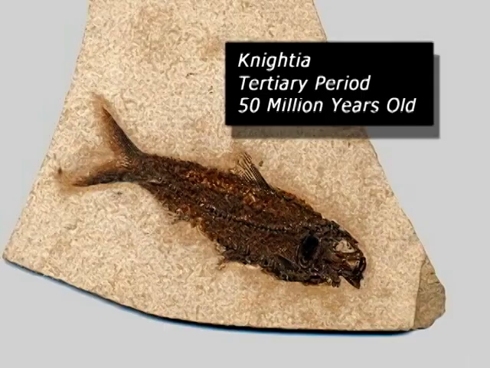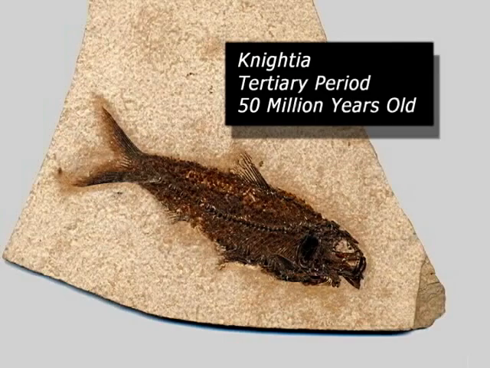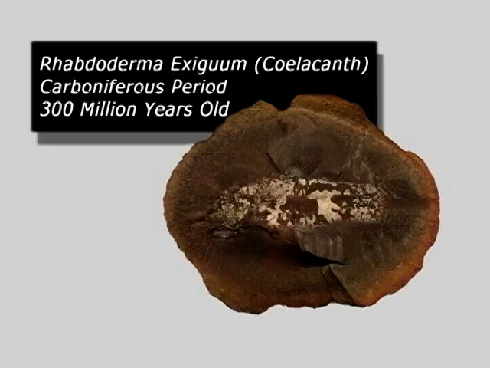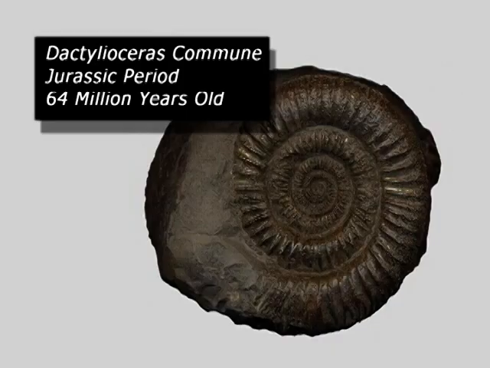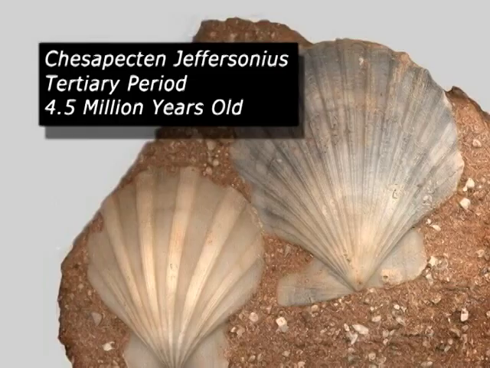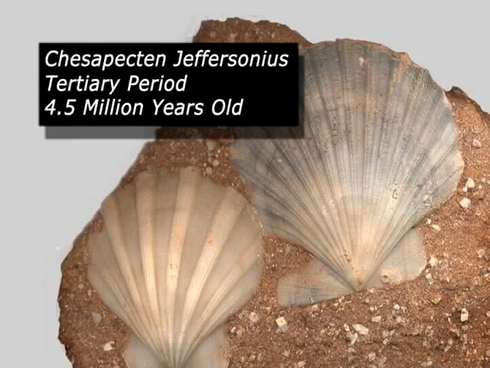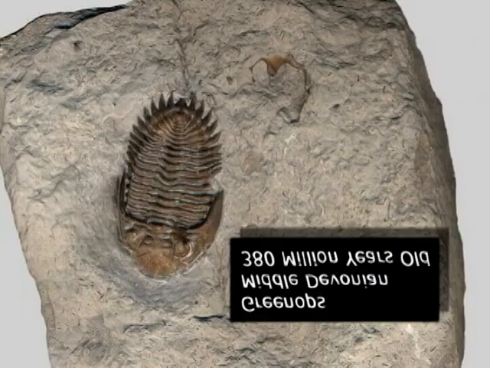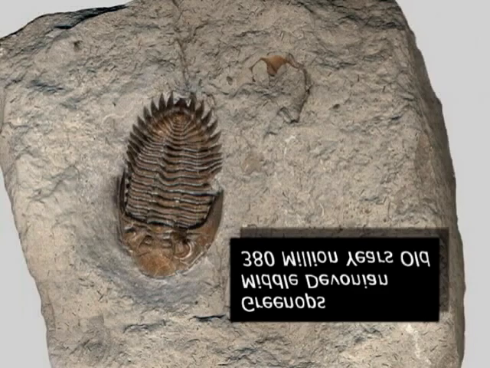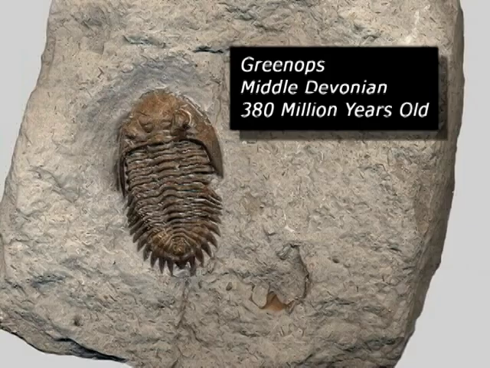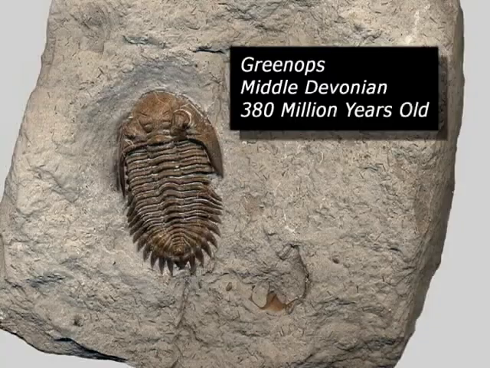Now, here's a fossil of a fish from Wyoming that is around 50 million years old. And this fish is 300 million years old. This one is a 64 million year old ammonite from England. These shells from the Tertiary period are 4.5 million years old. And this trilobite is upside down. Just a minute. There. It comes from the Devonian period, about 380 million years ago.